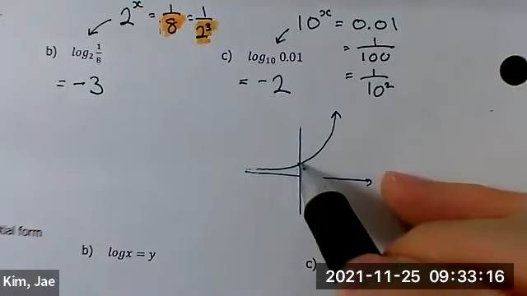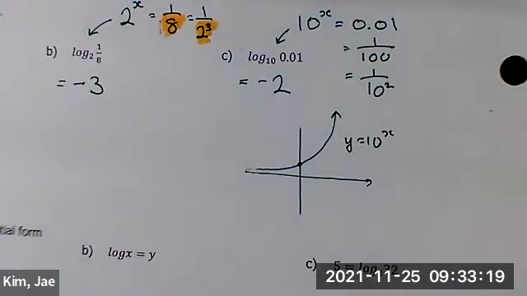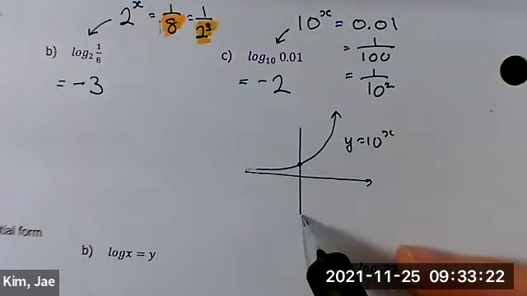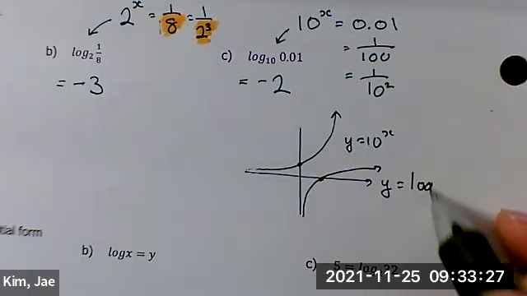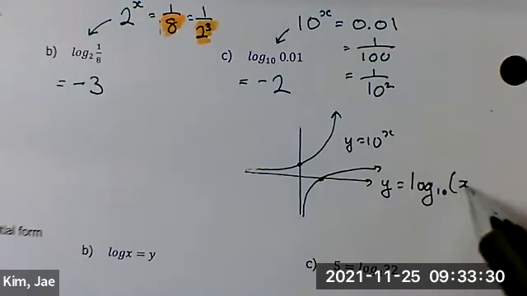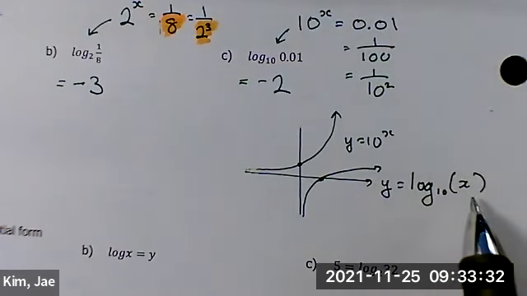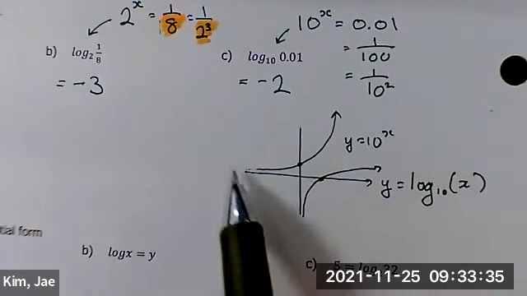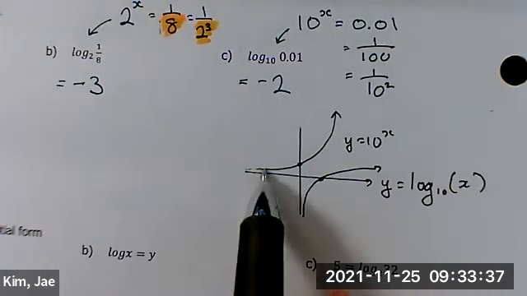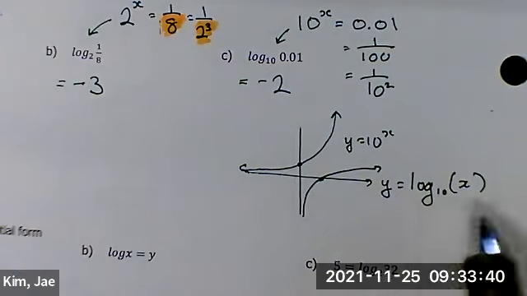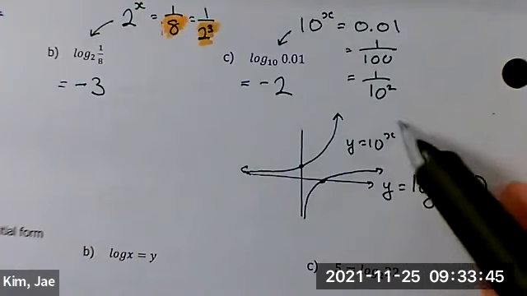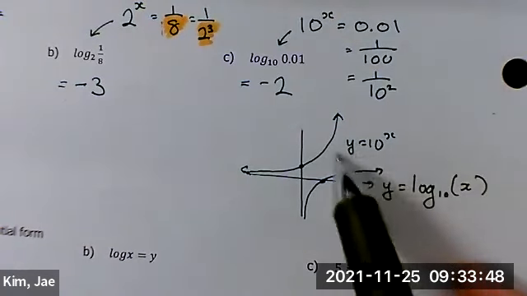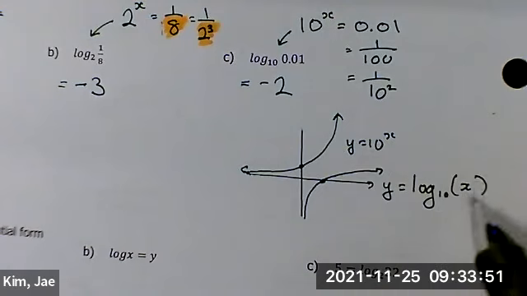So let's pretend this is 10 to the power of x, right? So the logarithm right here would be y is equal to log 10 of x, right? And that x value, yes, it could be a negative because the x value could be a negative. But here, the y value can't be a negative, and so the x cannot be a negative.